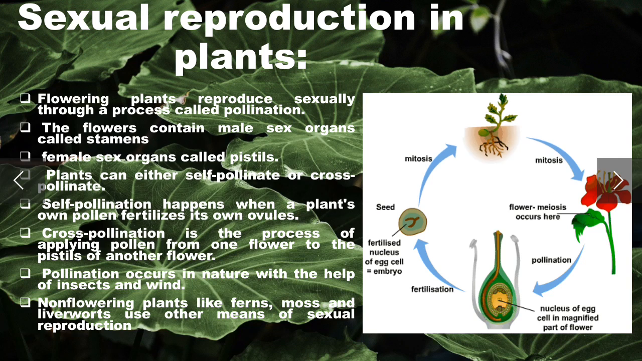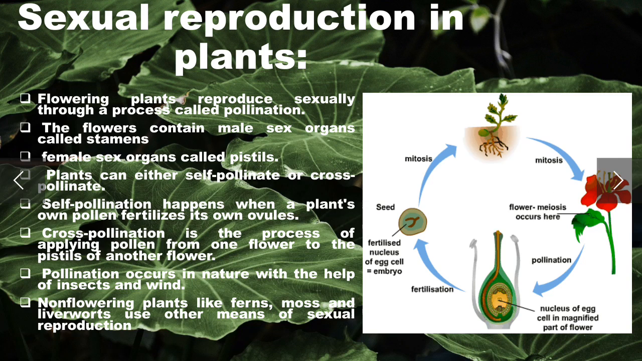Sexual reproduction in plants. Flowering plants reproduce sexually through the process called pollination. The flower contains the male sex organ called stamen and the female sex organ called pistil. Plants can either self-pollinate or cross-pollinate.